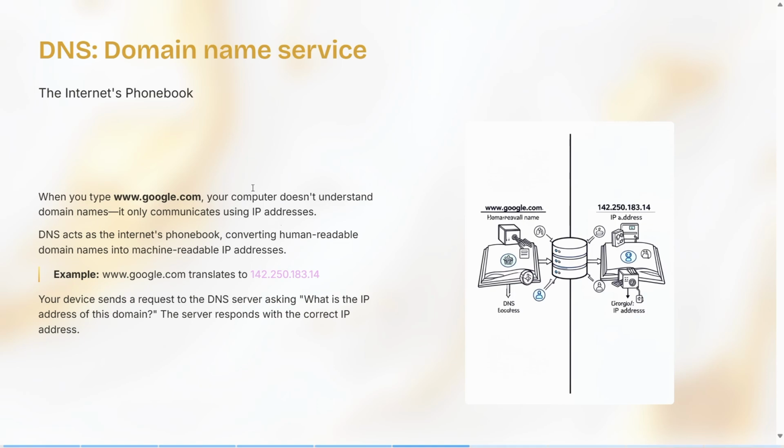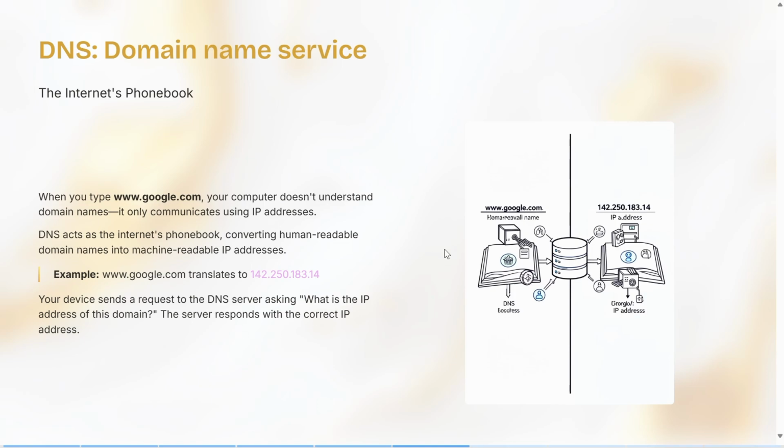Now let's move to the next step, which is about DNS. You open your browser and type a website name like www.google.com. But computers do not understand domain names. They communicate using IP addresses. So your system needs to find the IP address of this website. This is where DNS, which stands for Domain Name System, comes into play. DNS works like the phone book of the internet. It converts a domain name into an IP address.